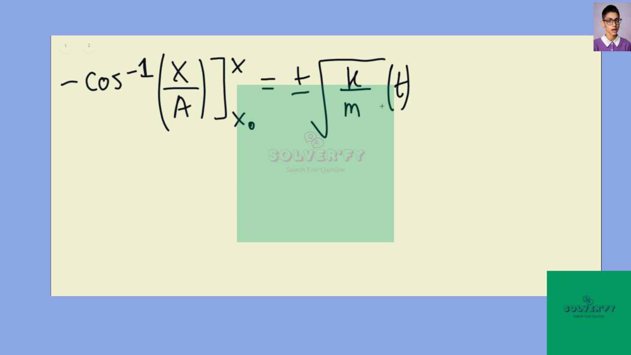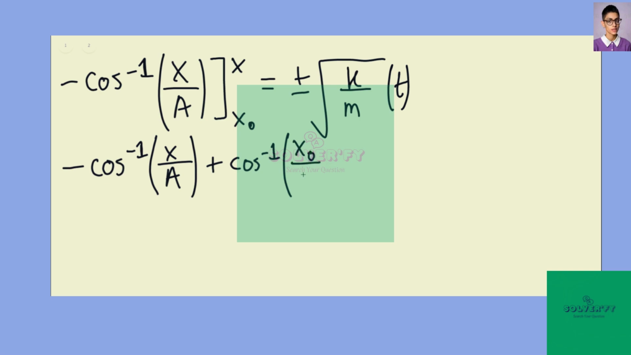And we find that we can expand this, and say negative arc cosine of x over a plus arc cosine of x naught over a will be equal to plus or minus t times the square root of the spring constant divided by the mass.